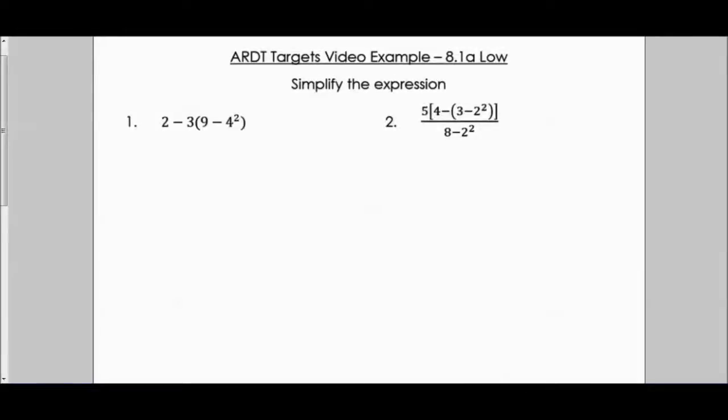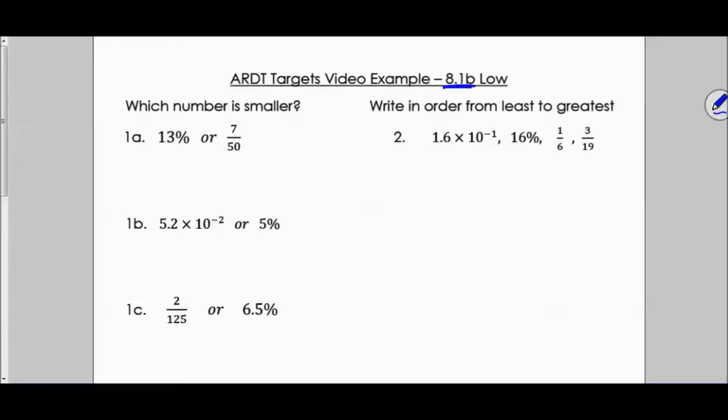Alright, so first off, the entire point of these practices is to target things that you had trouble with. You showed that you didn't understand at least a part of this concept. That's why I'm giving you a video on it with practice so that you can get better exactly what you're weak on. Alright, standard 8.1b is talking about comparing and ordering rational numbers.